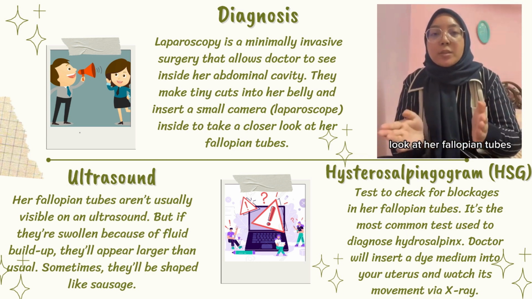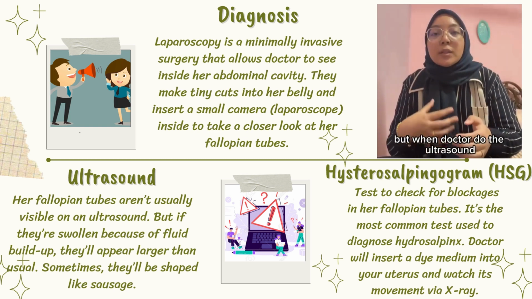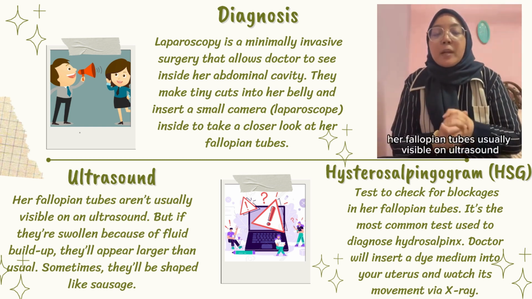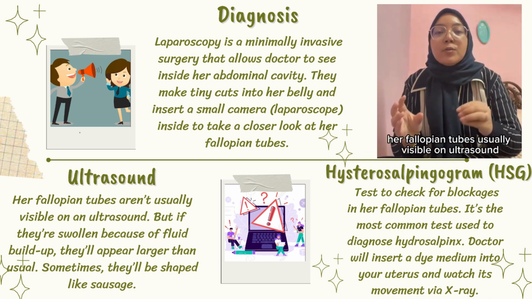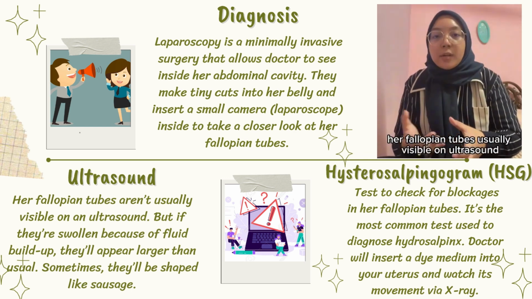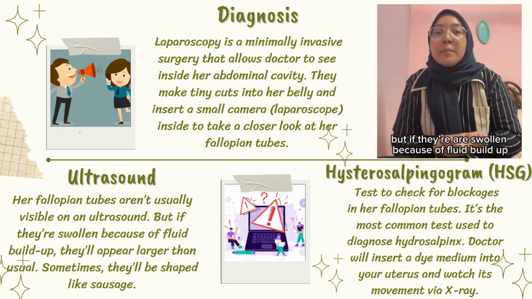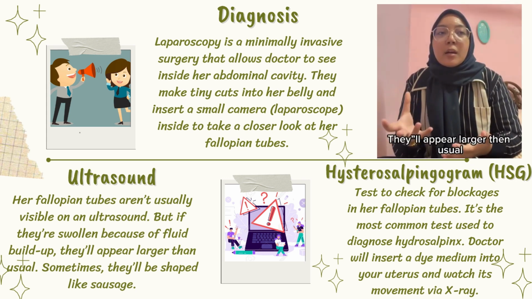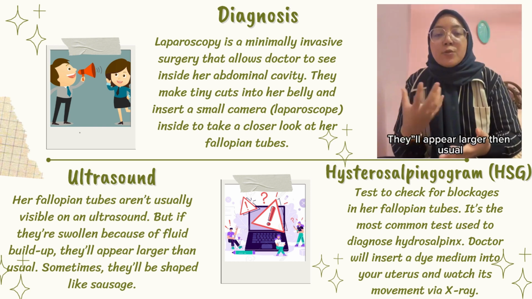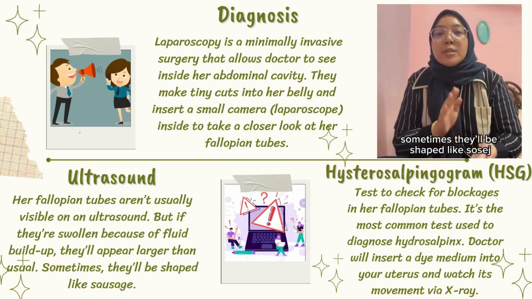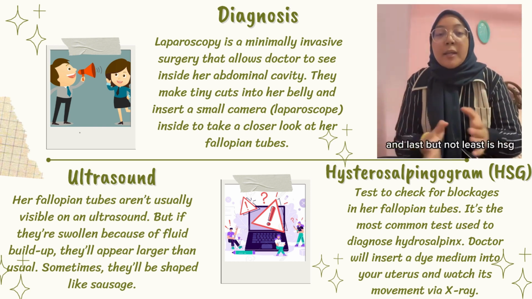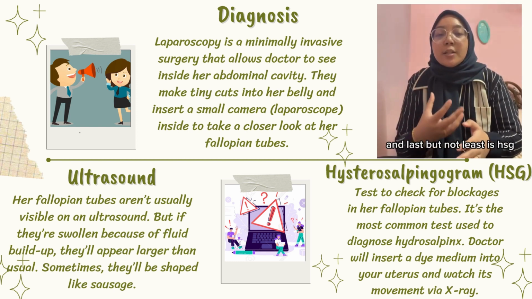But when the doctor does an ultrasound, her fallopian tubes are usually not visible on ultrasound. But if they are swollen because of fluid build-up, they appear larger than usual. Sometimes they are shaped like a sausage. And last but not least is HSG.